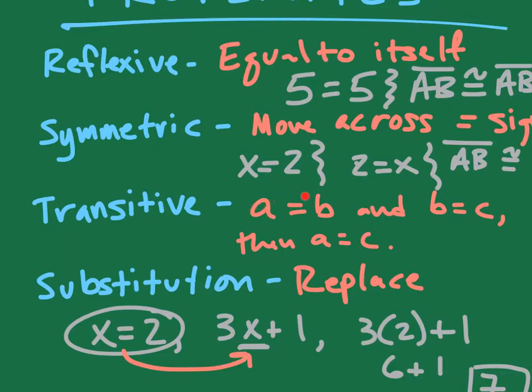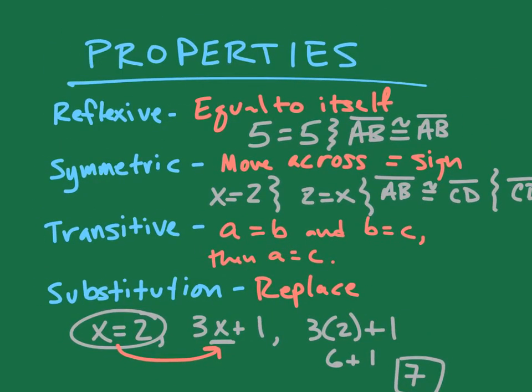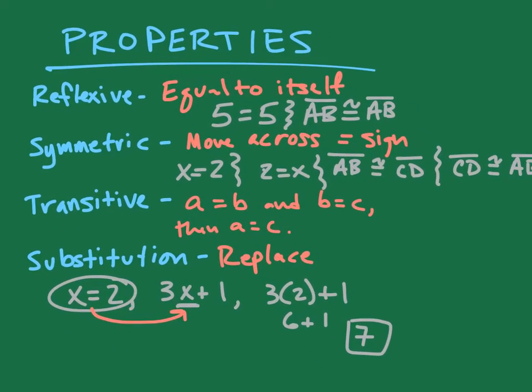If A is equal to B, and B is equal to C, then A would have to be equal to C. And so those are the different properties. We're going to use these for our reasons for a lot of these things. A lot of our proofs, we use our properties to provide the reasons. So now let's jump into some actual proofs so you can see what I'm doing.